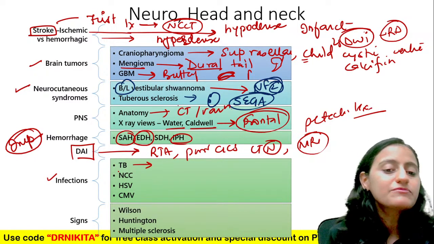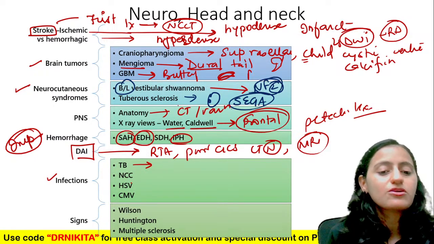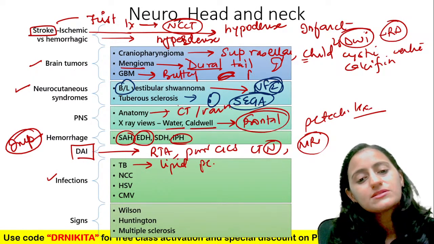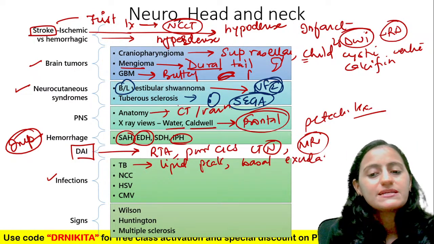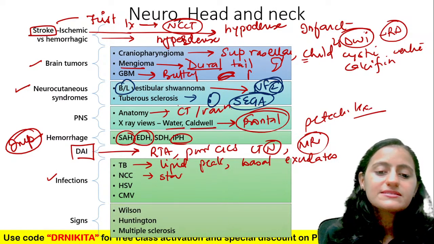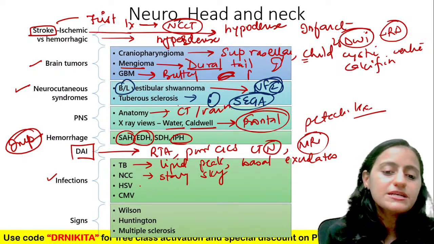Infections are important, which are asked as TB, neurocysticercosis, herpes simplex, and CMV. Remember, for TB, it shows the lipid peak. The keyword for TB is presence of basal exudates. NCC, basically it is the starry sky appearance that you see.